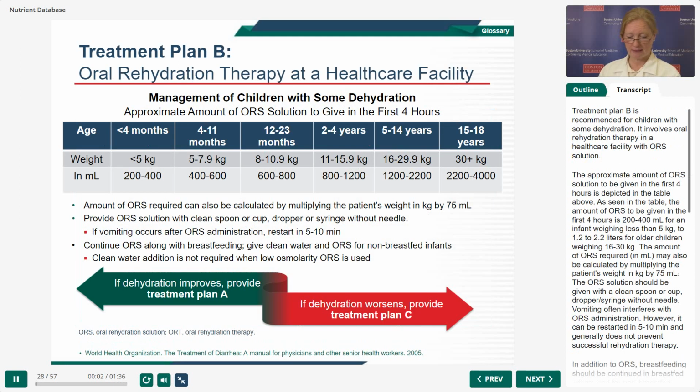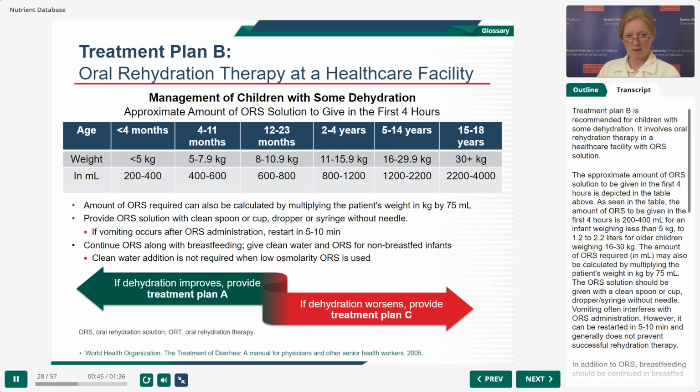Treatment B is basically oral rehydration therapy that is going to happen in a healthcare facility, but it's not really a hospitalization. So what's going to happen is that you're going to provide ORS to the patients during the first 4 hours, and you are going to reassess the state of the child. In this slide, you can see that there are recommendations for volume of fluids that you are going to give by weight and by age. You also know that you can use a spoon or a cup to provide the ORS.